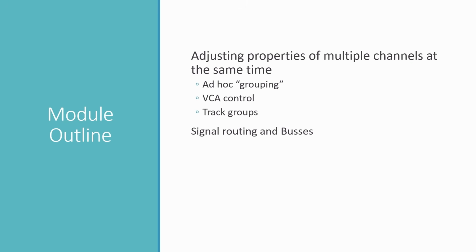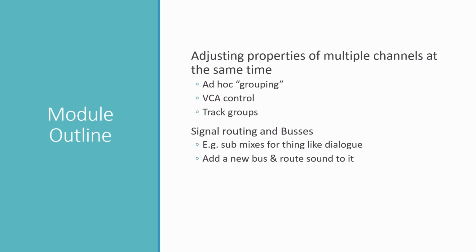We're then going to look at signal routing and buses. Buses allow us to set up custom signal chains, or in other words, the path through which audio takes, and they can be used for lots of different things, including creating sub-mixes for things like all of the dialogue tracks. We're going to learn how to add new buses and also route sound to this new bus, and we'll also learn about bus sends, which allow us to set up advanced signal routing. Related to buses is the idea of sidechains, and sidechains allow us to control things based on the audio from another track. Typically, when we use these, we're applying them to compression.